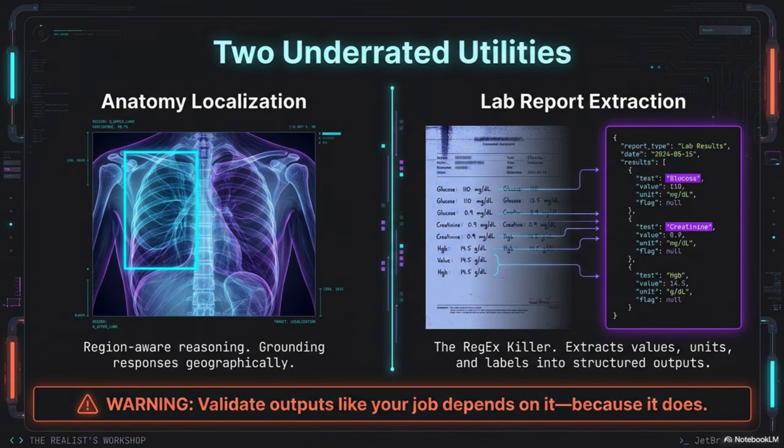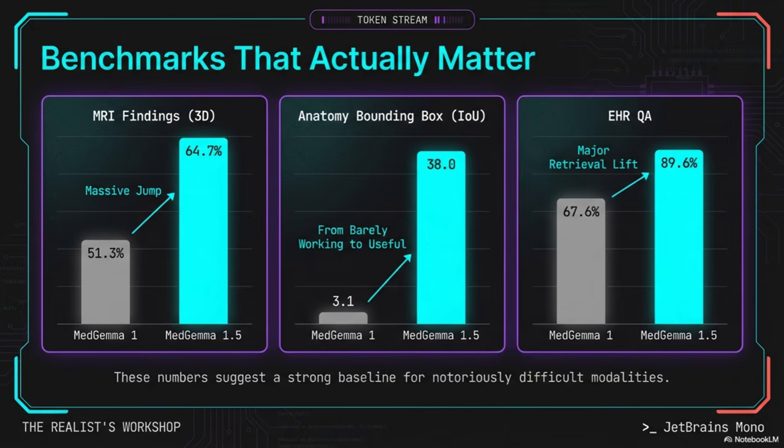The second underrated win is lab report extraction. This feature saves weeks of grunt work. It really does. If you have ever fought a complex medical PDF or a digitized fax with regex, trying to pull out blood values, units, and labels into structured JSON, you know the pain. Oh, yeah. This feature dramatically simplifies that. But, and this is a necessary caveat, you still need to validate those outputs like your job depends on it. Because in this field, it absolutely does.